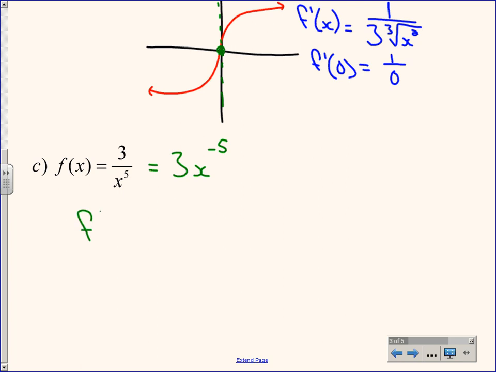So now if I take the derivative of this, the 3 times minus 5 gives us a minus 15. Be careful with the exponent. The exponent has to drop by 1. So it's minus 5, take away 1 more, which is minus 6.